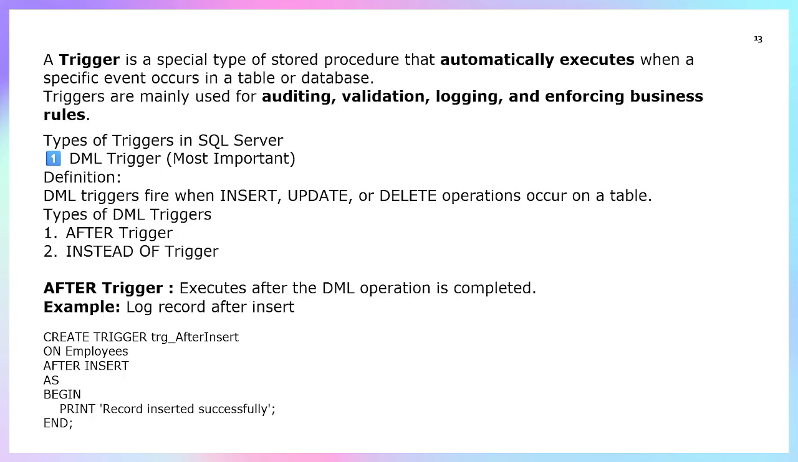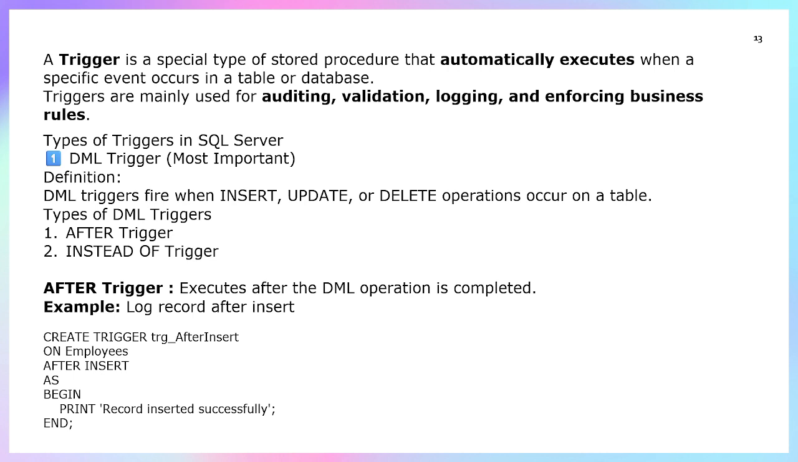A trigger is a special type of stored procedure that automatically executes when a specific event occurs in a table or database. Triggers are mainly used for auditing, validation, logging, and enforcing business rules. So, what is a trigger? A trigger is a special type of stored procedure.